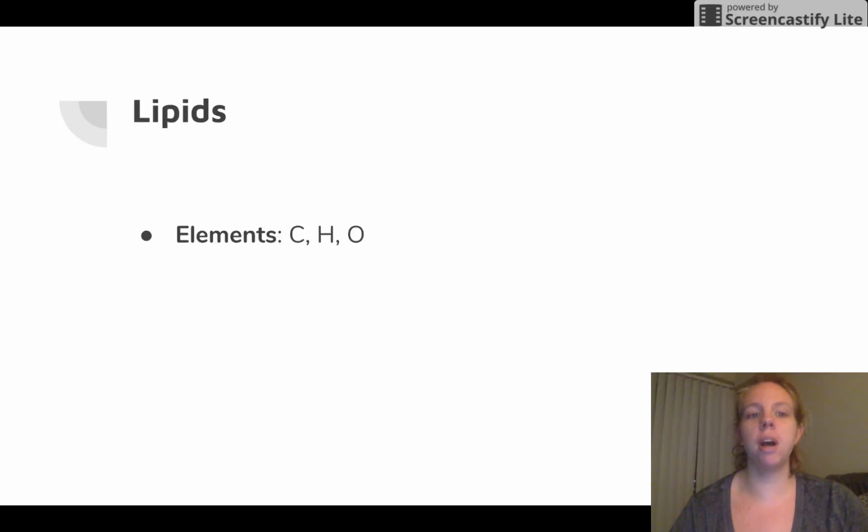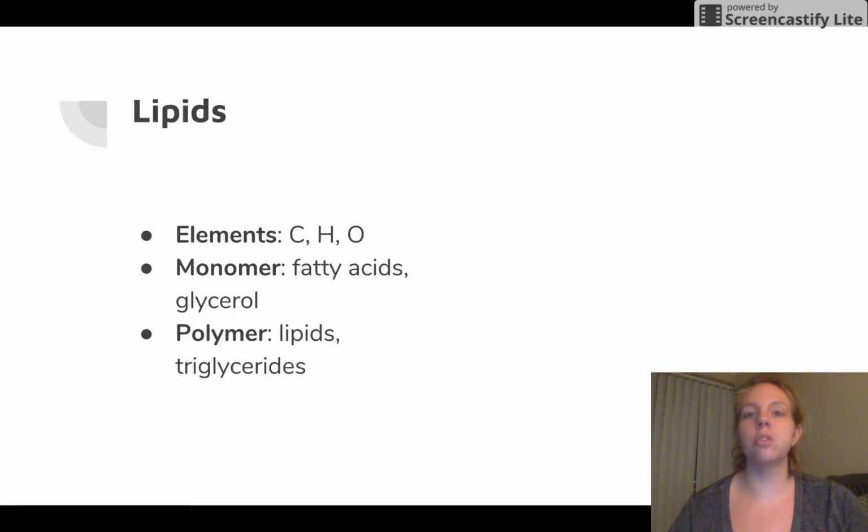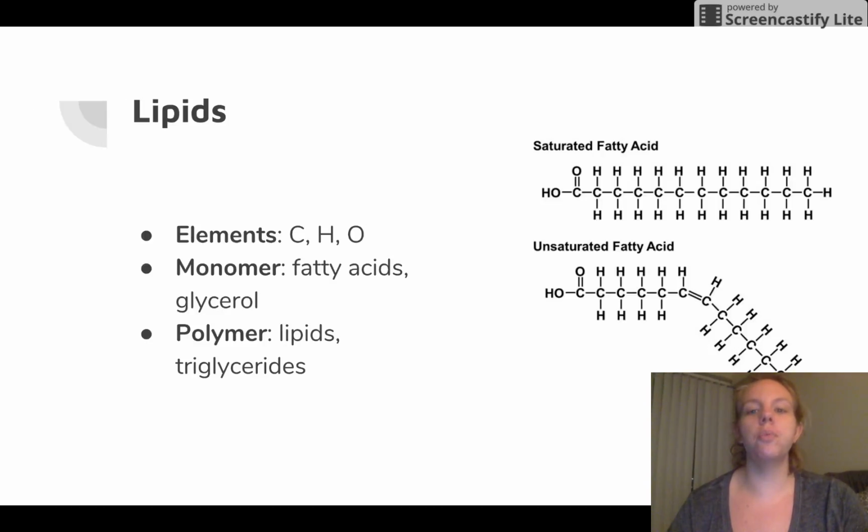Lipids are our next biomolecule. They are also a CHO, carbon, hydrogen, oxygen. Their monomer is fatty acids and glycerol. And you might see the word triglycerides, which is again just a big fancy word for lipids. A couple of different kinds of lipids, but one thing you need to notice, it just has one OH, or in this case HO. It's not a carbohydrate, it's a lipid. It only has one.